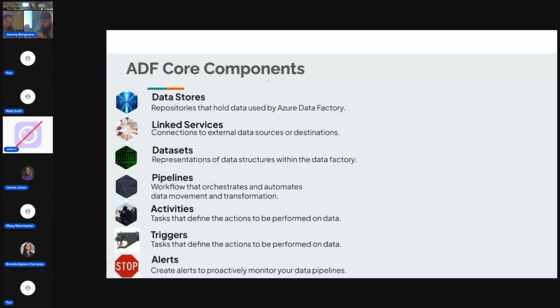All right, so triggers define the actions performed on the data. With pipelines, you set triggers for when you want them to run, like what condition, time of the day, or what conditions are met. And then you can generate alerts to proactively monitor your data pipelines.